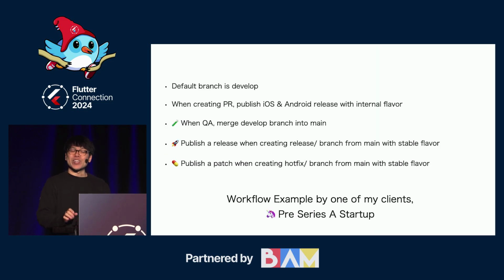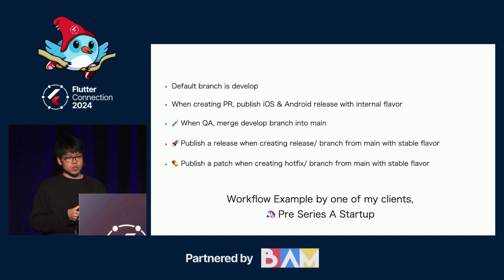And the next showcase is from one of my clients. They use OpenCI as their CI/CD. They are a pre-Series A startup. The default branch is develop. When creating a PR to develop, CI triggers, and it runs Shorebird release for iOS and Android with the internal flavor. Then it deploys the build to Firebase App Distribution for testing. When QA is done, they merge develop into the main branch.